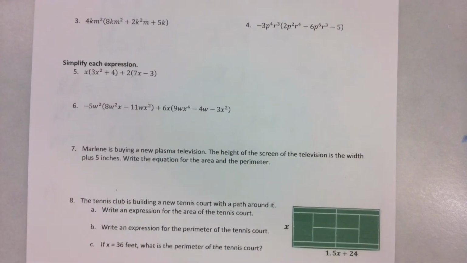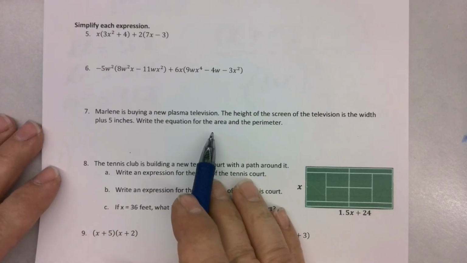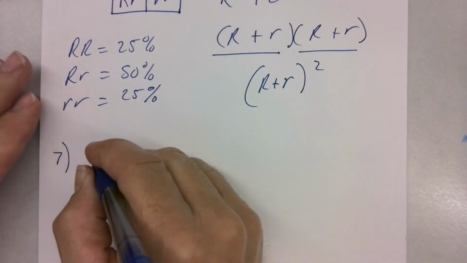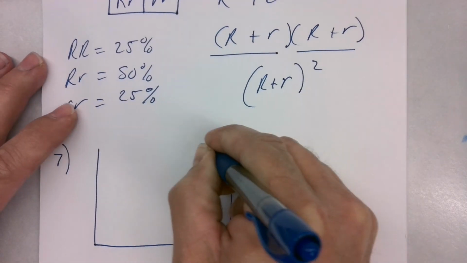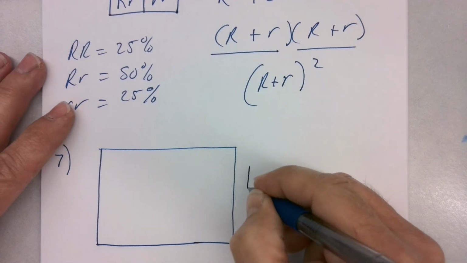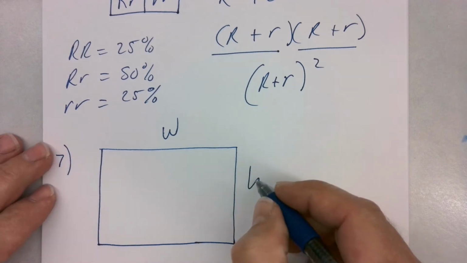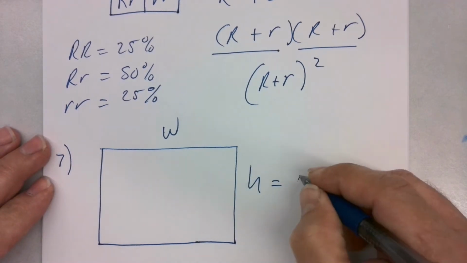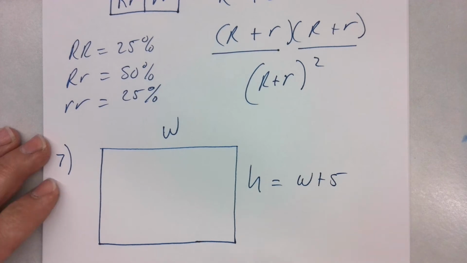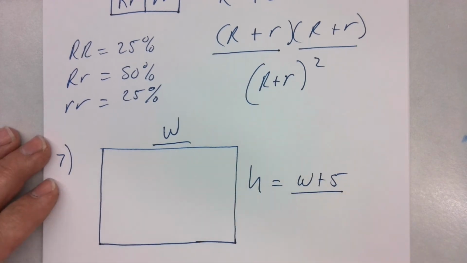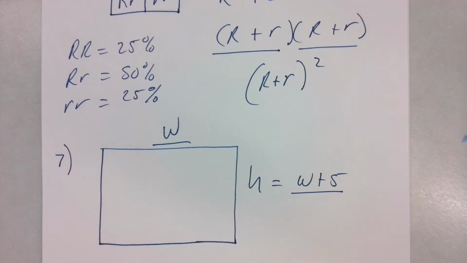So was it this right here? Marlene is buying a new plasma TV. Okay, so I've got a new plasma TV. Hopefully it's a smart one. And you basically have height and width, right? Now it says that the height of the screen of the television is the width plus 5. So what is height really? It's just W plus 5, isn't it? Now I've got it all in W. Then it says, write the equation for the area of the perimeter. Well, who knows what perimeter is equal to? There's two ways to write perimeter.